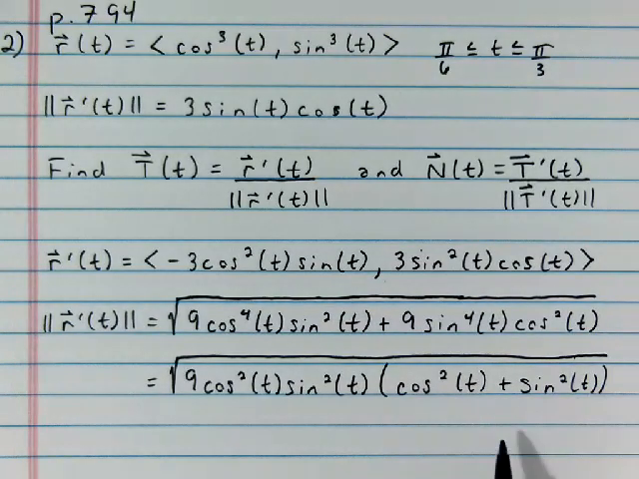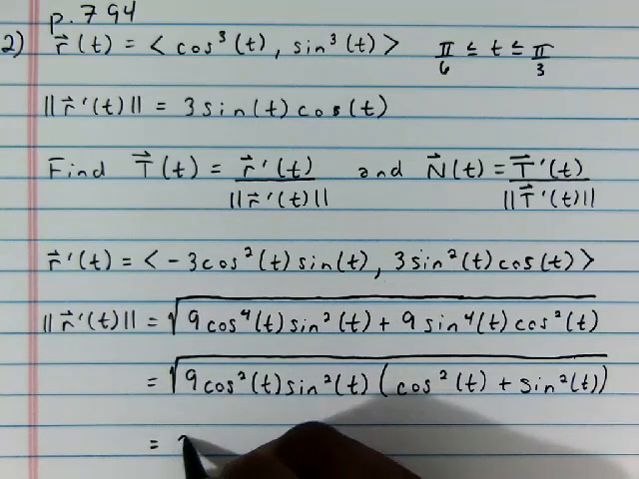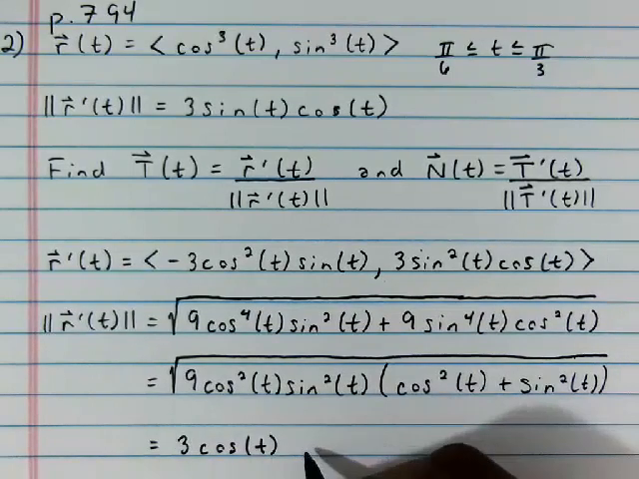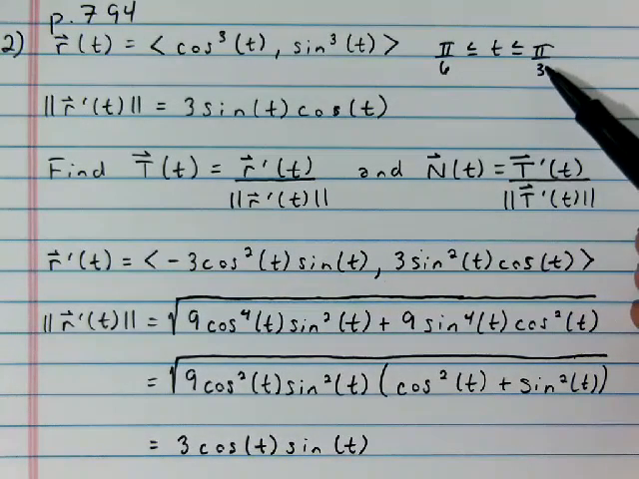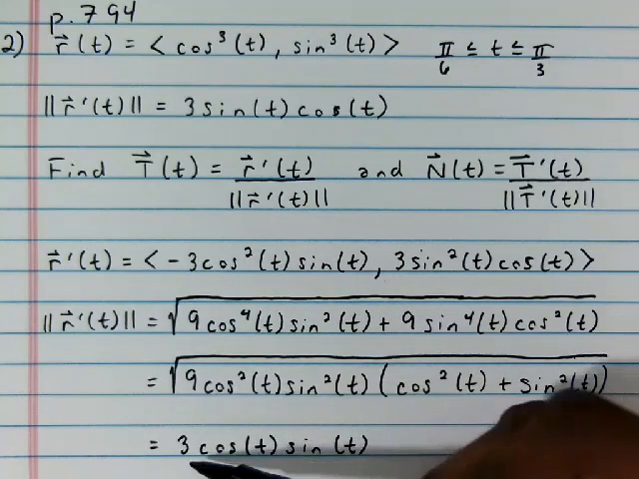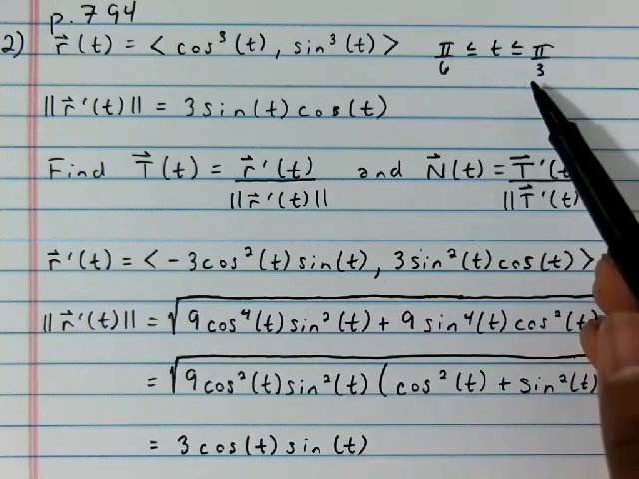And we see our favorite trig identity. We can change that to a 1. So this just becomes the square root of this quantity right here, which is a perfect square. So this ends up being 3 times cosine of t times sine of t. Oh, and that's where this comes in as well, is to ensure that when we take the square root, we don't have to put an absolute value on here. We know that this is positive on that interval.